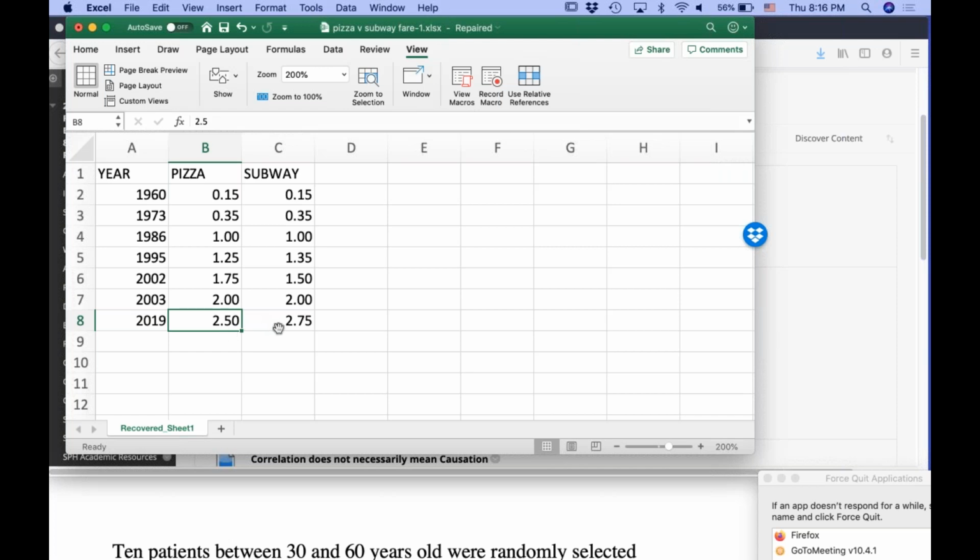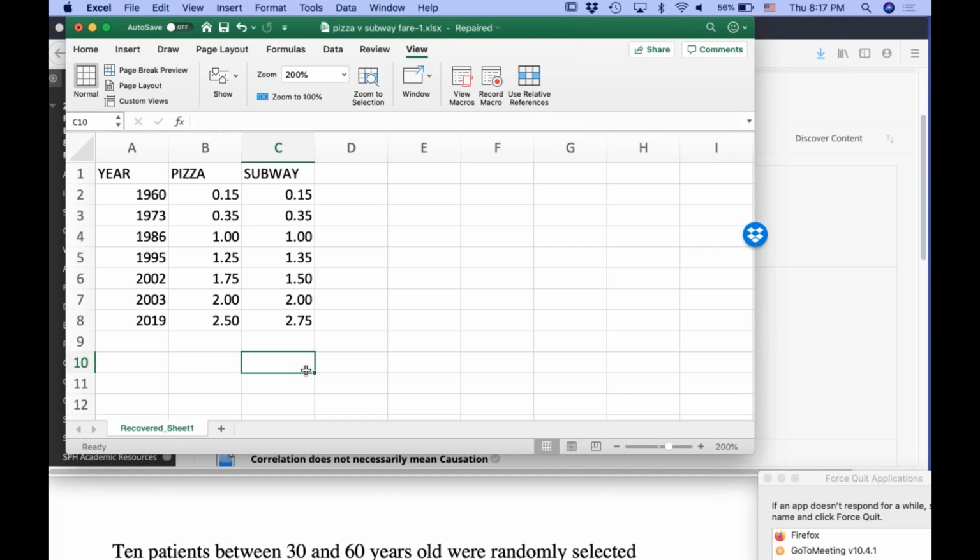Not always exactly the same, $2.50, $2.75, $1.25, $1.35, but it seems to follow a pattern there, doesn't it? That kind of pattern, that kind of association, when it involves numerical data. This is numerical data, right? The price of pizza is a number, and the subway price is a number. When we see an association between two sets of numerical data, in this case two variables, pizza and subway, then we call that a correlation. There's a correlation between the cost of a slice of pizza and the single fare for a subway ride.